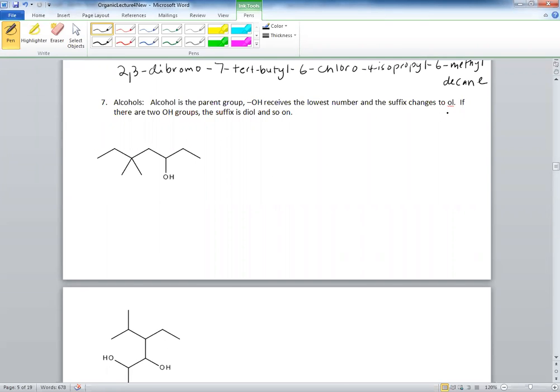Otherwise, we wouldn't know that we have an alcohol. If there are two OH groups, then the suffix is diol and so on. Very well. So here we go.